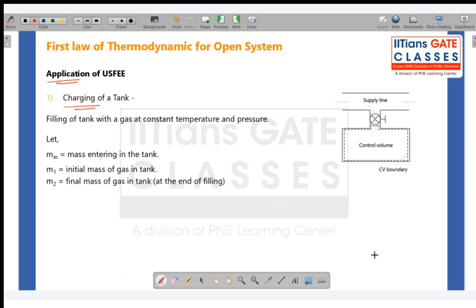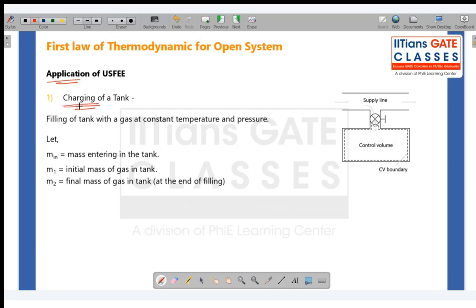Similarly, charging of a battery. When the power is on, you charge your battery, you do not use it, you only give power. So energy is going in only, nothing is coming out. Then when the power goes off, nothing is going in, only power from the battery is coming out. That is discharging. So these are all examples of the unsteady flow energy equation.